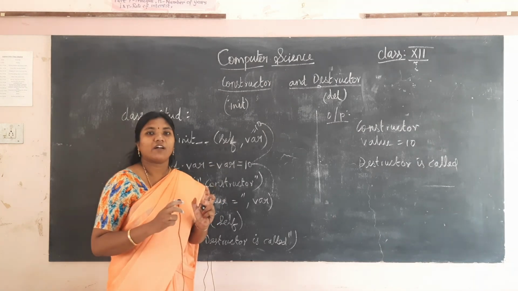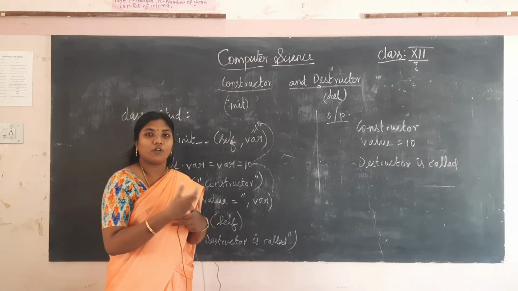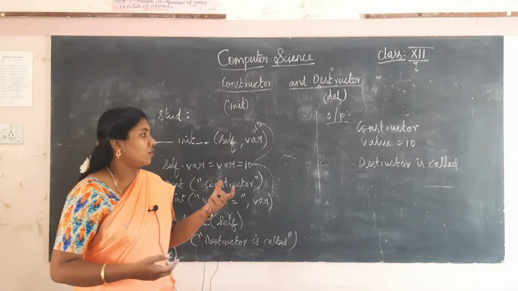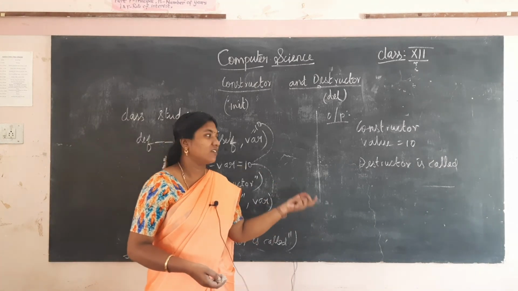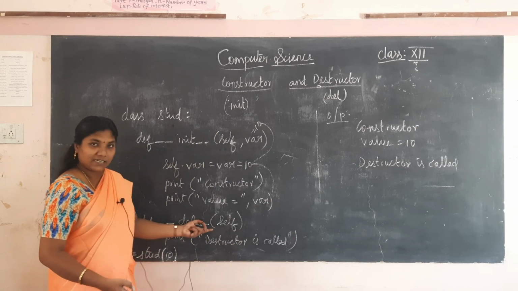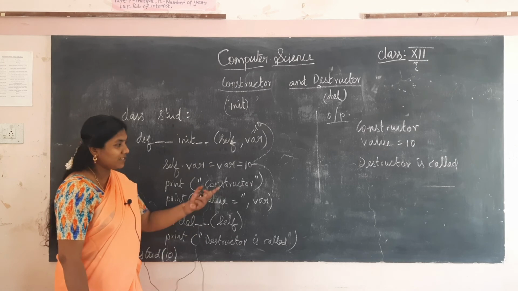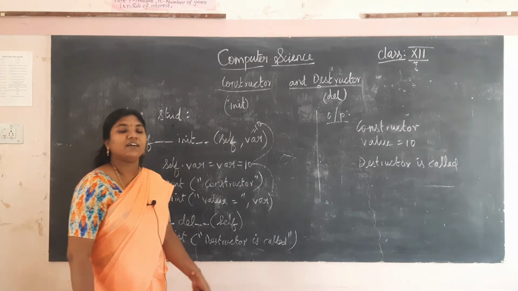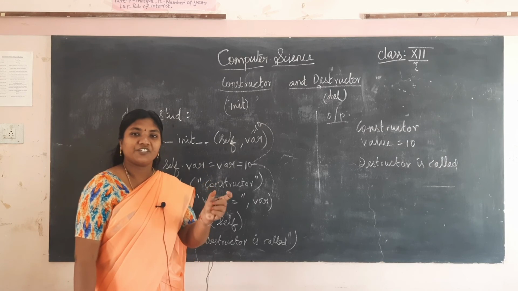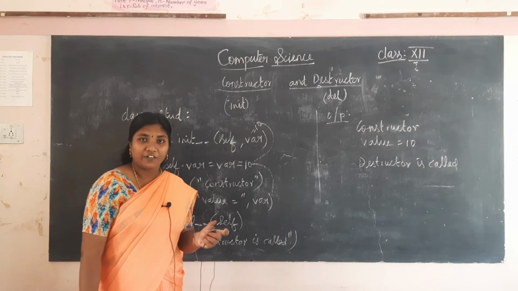Now we are going to come out of the class. At that time we are out of the class scope, so the destructor will be called automatically. The destructor is called, and only what I have given in the destructor, that line alone is printed. So clear, constructor is with the init function and destructor is with the del function.